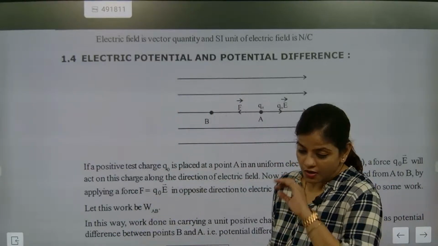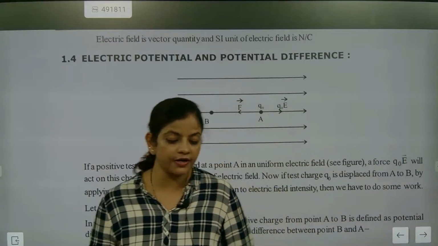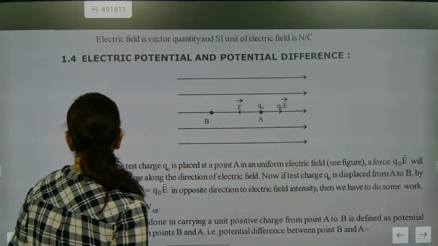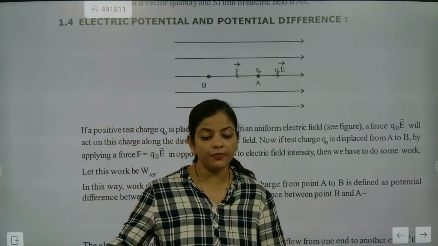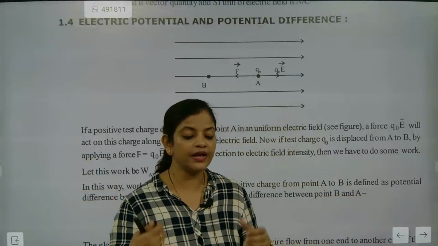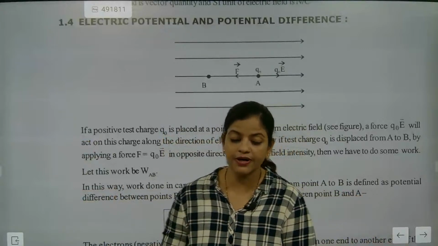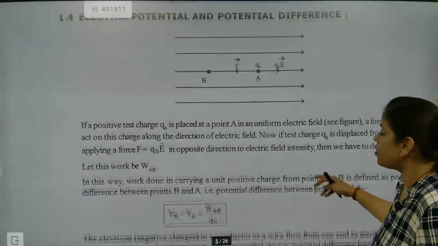So now I hope you might have understood this point. Did you get it? So here, if a positive test charge is placed at a point, it will be experiencing a force in the direction. What will happen? It will be getting attraction or repulsion depending upon the movement of the charges, the uniform field. Okay. So now potential difference.